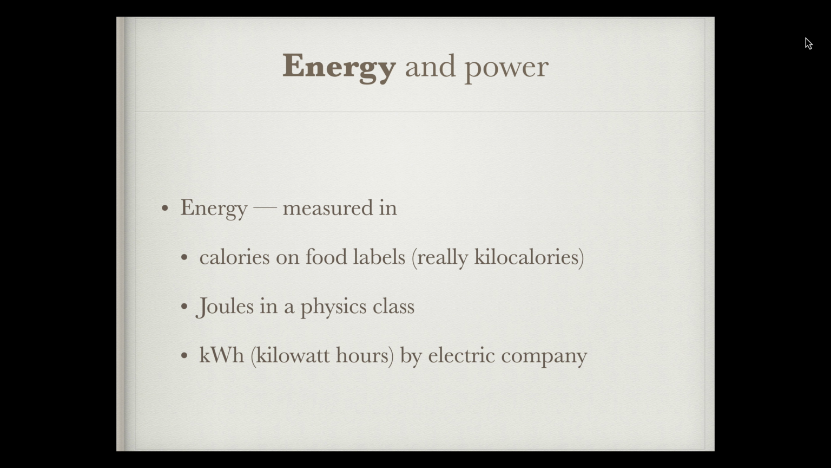The one you're most familiar with probably is calories on a food label. Technically, it's actually kilocalories, so when it says 100 calories on the label, it's really 100,000 calories. I'll just refer to those as food calories. In a physics class, the unit that's usually used for energy is something called a joule, because it happens to be a convenient amount of energy for the kinds of experiments you would do in a physics class.